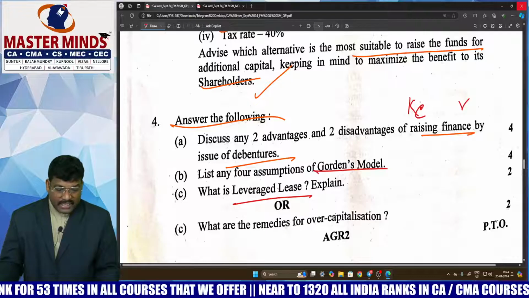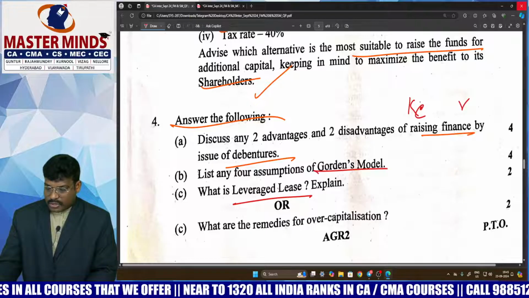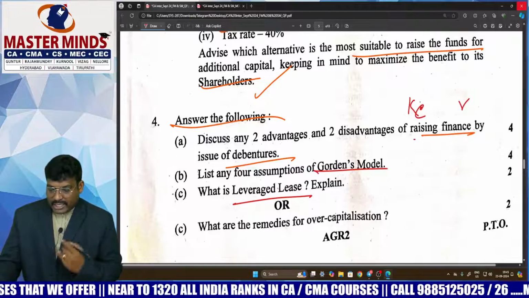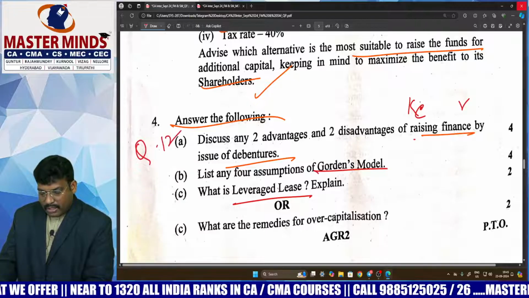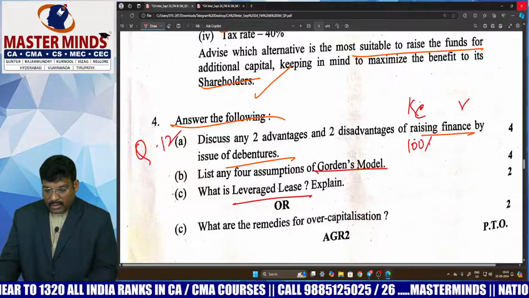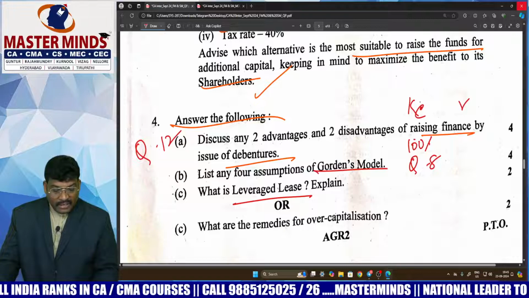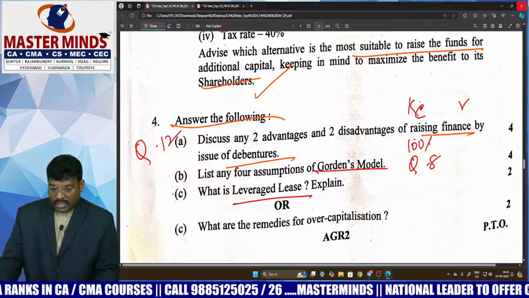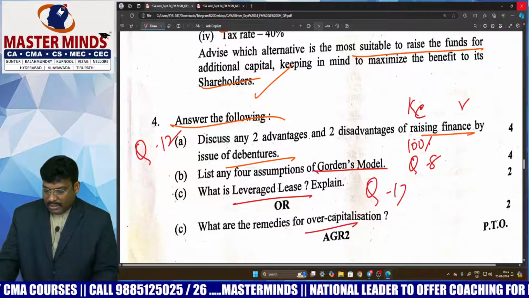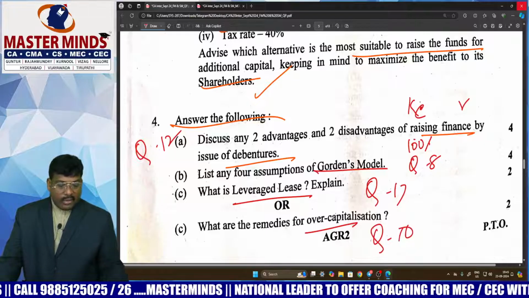Coming to the theory part, whether this theory part is covered in our material, I made a little investigation about this question paper. Here the types of financing question is asked from types of financing in our material. So question number 12, you got the 100%. Right, assumptions of this one covered in the theory part of dividend decision, question number 8. Whereas leverage release is covered in our question part, question number 17. And what is overcapitalization? This is capital structure, covered in question number 10 of our MM material.